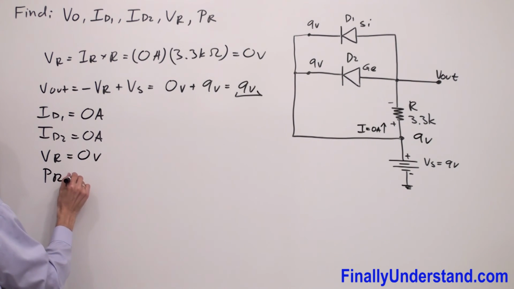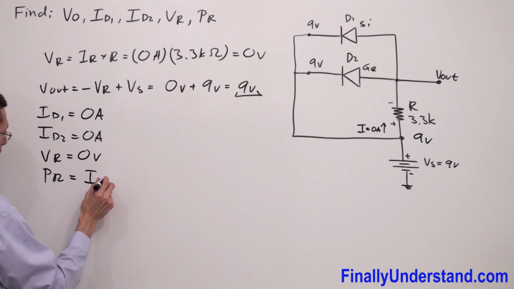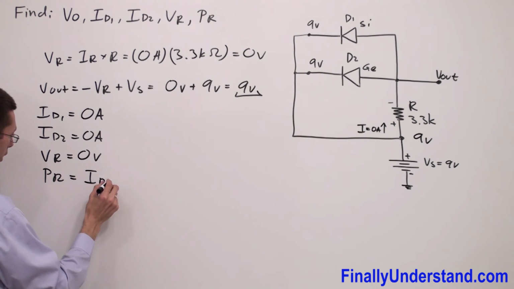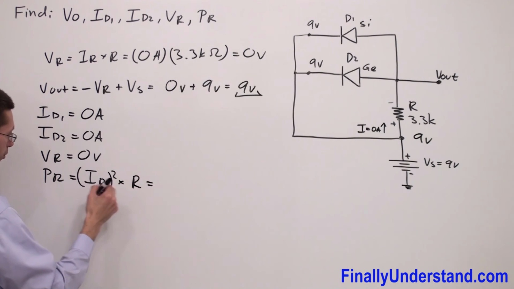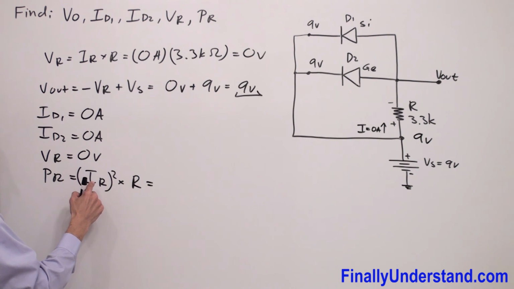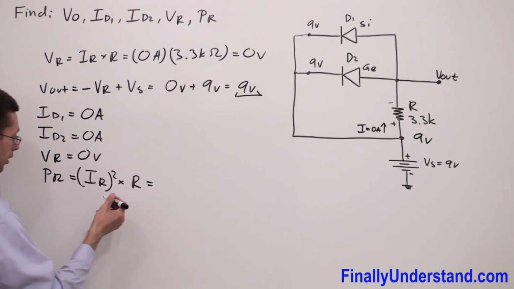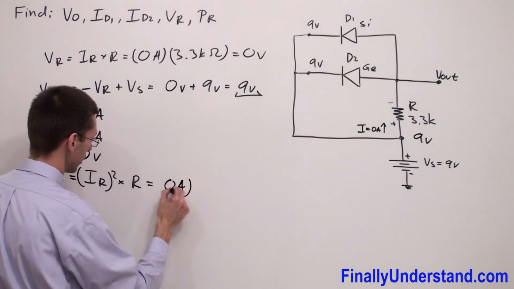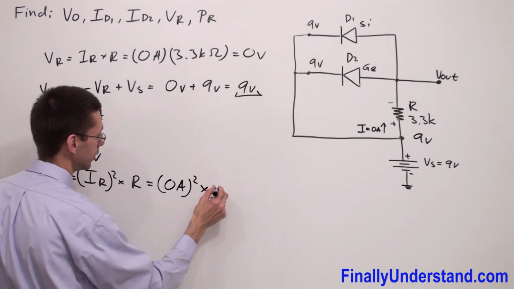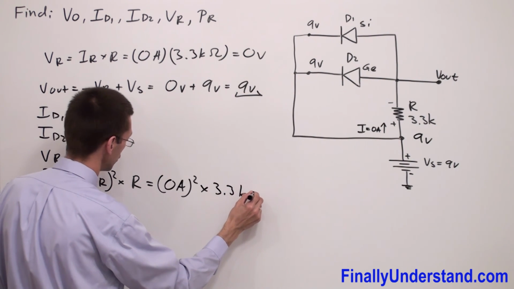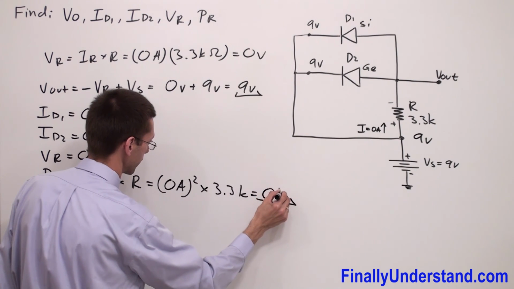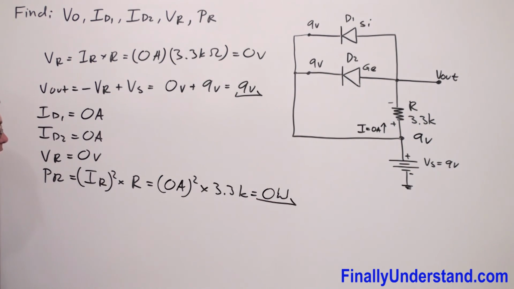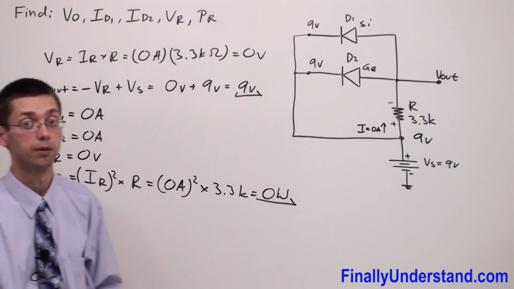PR is equal to IR squared times resistance, but we found that the current which goes through the resistor is equal to 0 amps raised to the second power times 3.3 kilo is going to give me also 0. So I have 0 watts at the resistor. So we can say that the problem is solved.